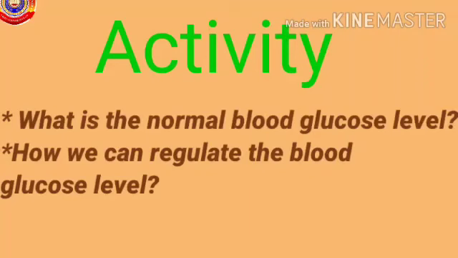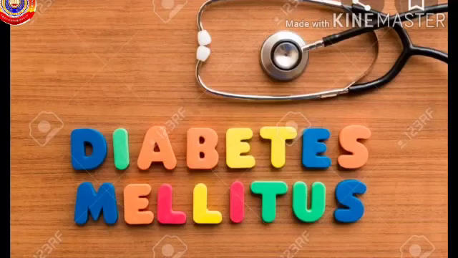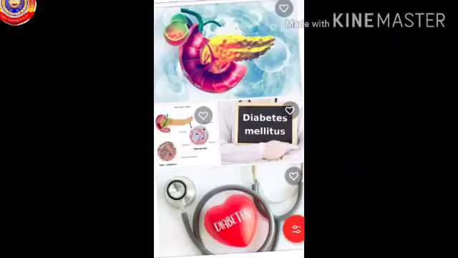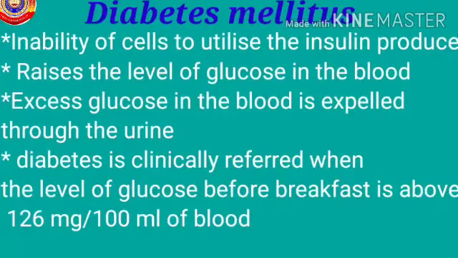Next is diabetes. Due to the destruction of beta cells, the production of insulin decreases, or the inability of the cells to utilize the insulin produced raises the level of glucose in the blood. Excess glucose in the blood is expelled through the urine. Normally, there is no glucose in the urine.